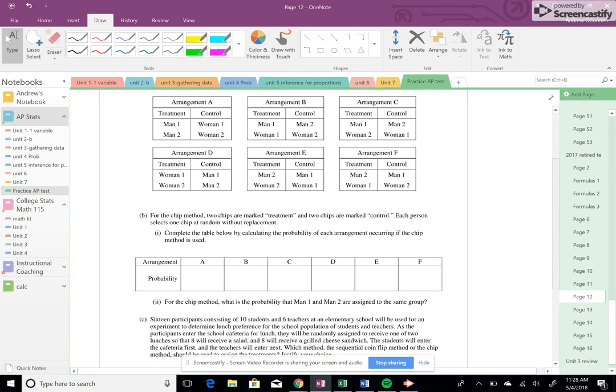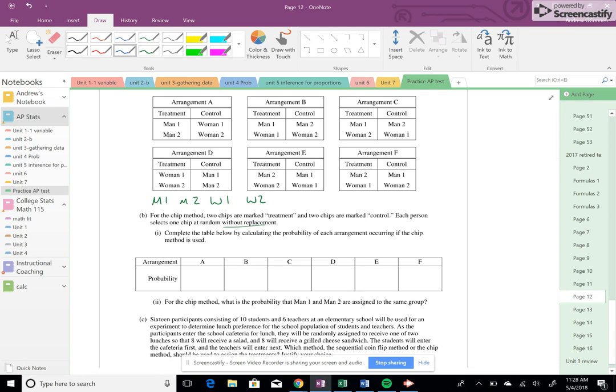So now part B, the chip method. 2 chips are marked treatment and 2 chips are marked control. Essentially, this is like drawing pieces of paper that say treatment and pieces of paper that say control. Each person selects 1 chip at random without replacement, which is key here. We're still going in the order man 1, man 2, woman 1, woman 2.